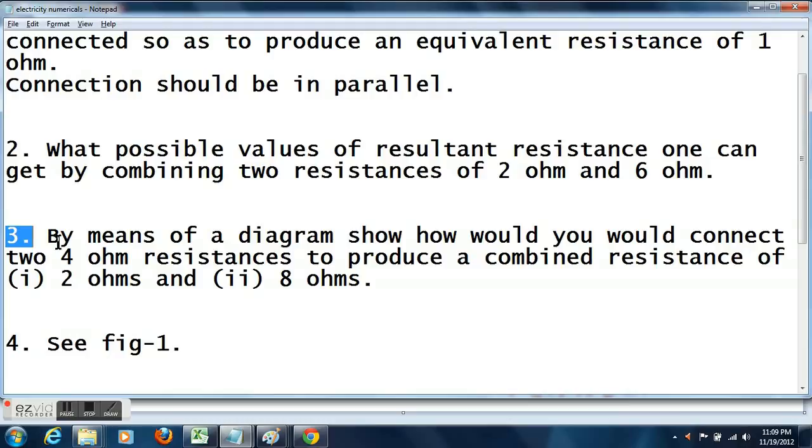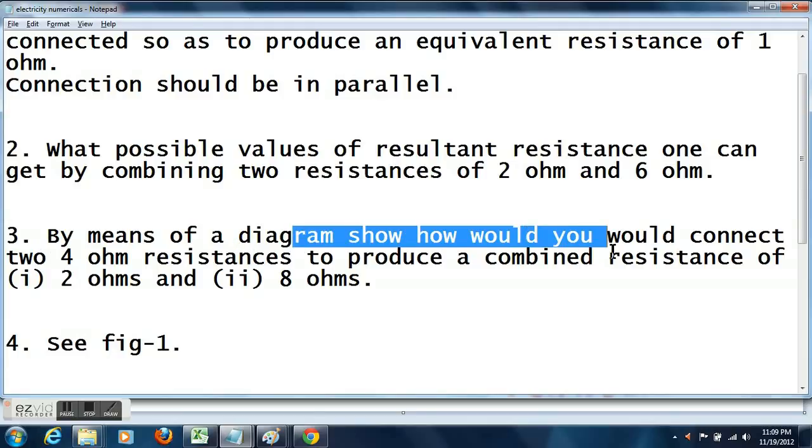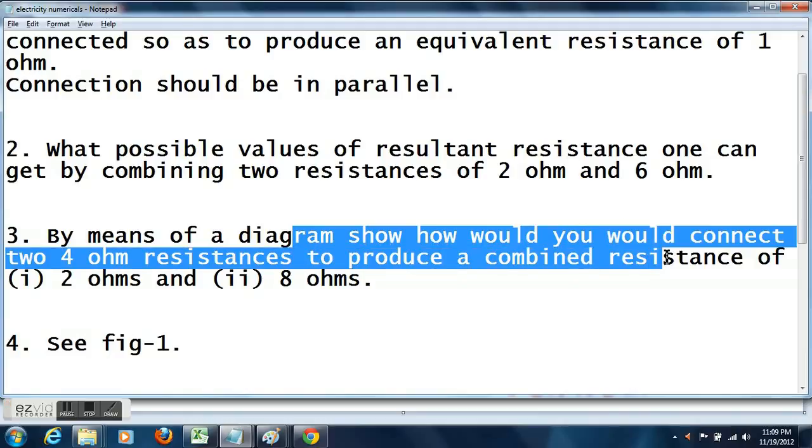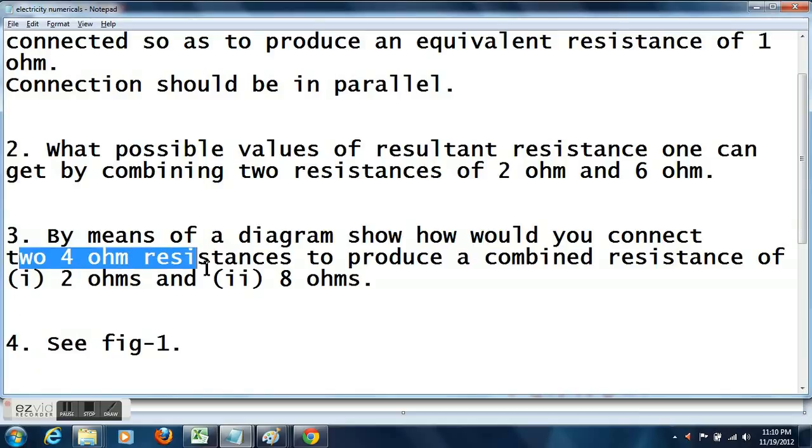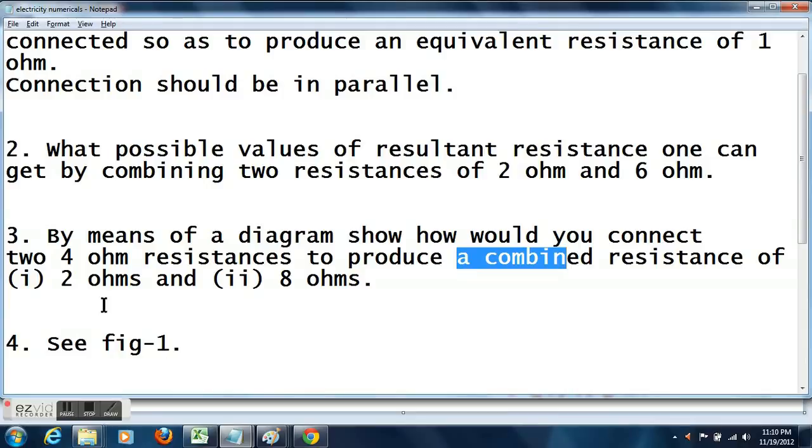Problem number 3: by means of a diagram show how would you connect two 4 ohm resistances to produce a combined resistance of first 2 ohm and second 8 ohms.